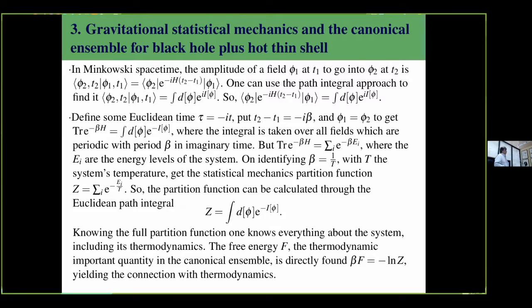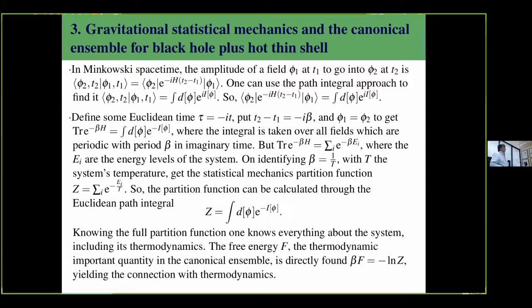And so you get first the trace of e to the minus beta H is equal to this integral, now with I Euclideanized, so there is a minus here. And the integral is taken over all fields which are periodic with period beta in imaginary time. But now you can recall that the trace of e to the minus beta H you can put as a sum over all states of the system with energy E_i of e to the minus beta E_i.